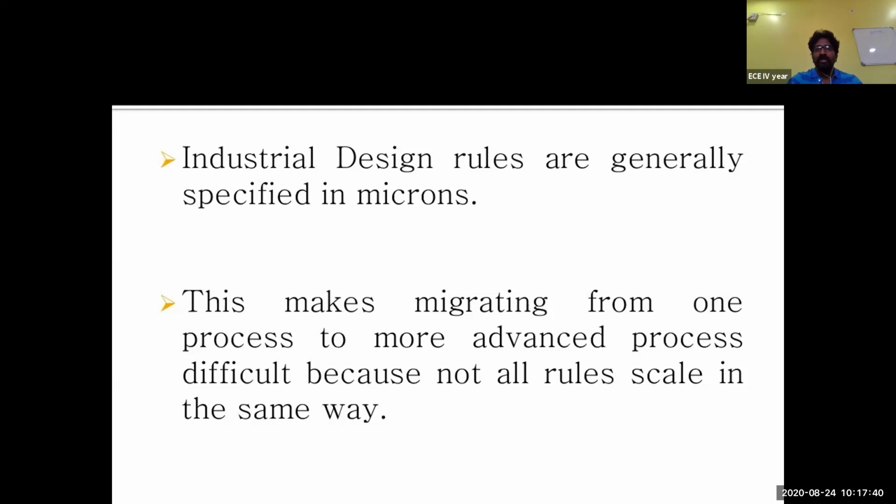While teaching you about the layout, I spoke about what should be the length of the P diffusion and what should be the length of the N diffusion. All this width and length talks about the layout design rules. Now these layout design rules help us to migrate from one process to a more advanced process. It is difficult because not all rules scale in the same way. So that's why layout design rules are mainly used for migration. It eases the technology process to move from one technology to another.